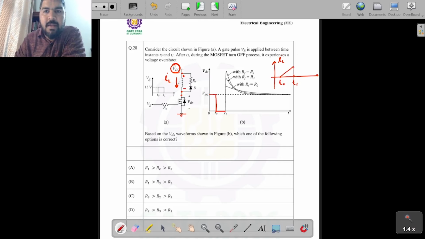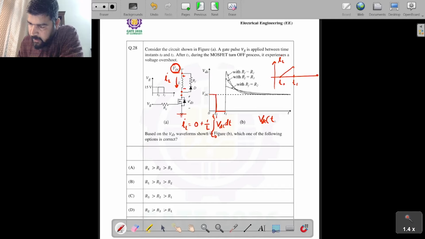How much will the current rise? I mean, up to what level will it reach? For that, we can calculate the current IL, which equals the initial current through the inductor, which is 0, plus 1 by L, integral of the voltage across the inductor, VDC, dt from T0 to T1. So it will become VDC times (T1 minus T0) divided by L. So this is the peak value. From T0 to T1, this IL has reached its peak value.